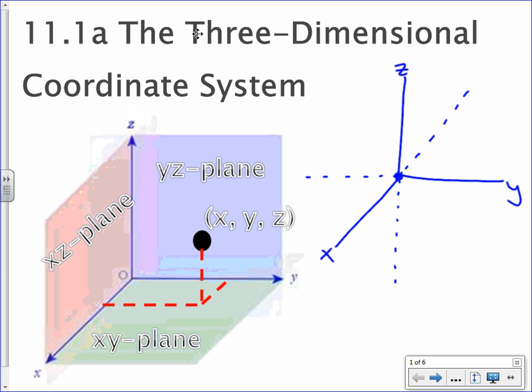So we have space. Space is made up of three planes. With the x and y axis, we have our xy plane. That's what we're used to just working with. The xy plane is the one that looks like it could be the floor. We have the xz plane, which is shooting through forward and backward. And then our yz plane would be like a sheet of paper going through this way.